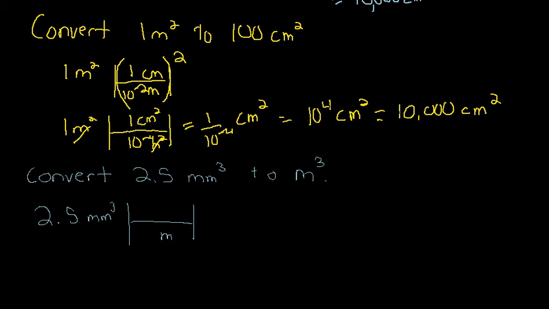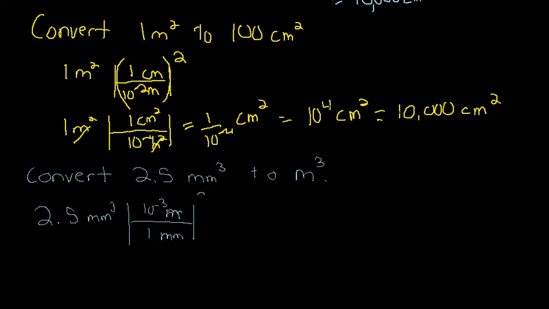I know I want millimeters to cancel out. I want to end with meters. So I set that up right there. I know the conversion factor for millimeters is 10 to the negative third. Millimeters gets a 1. But again, I can't cancel out millimeters with millimeters cubed. Millimeters cubed is a unit of volume. Millimeters is a unit of length. You can't cancel out 3 dimensions with 1 dimension. It just doesn't work that way.